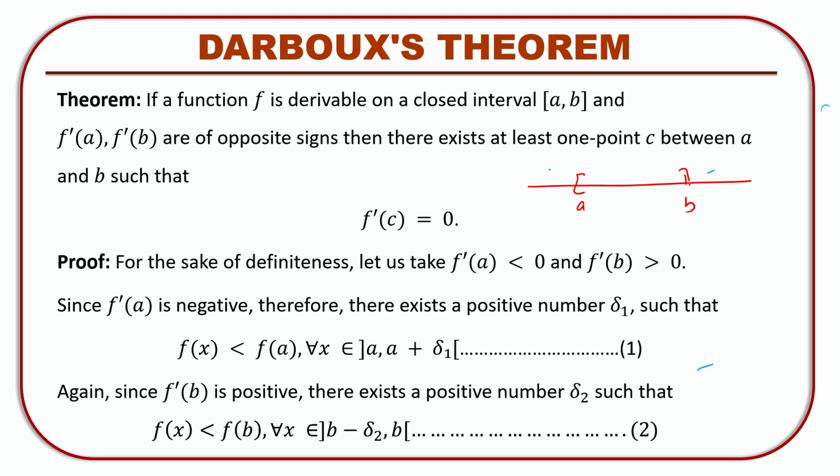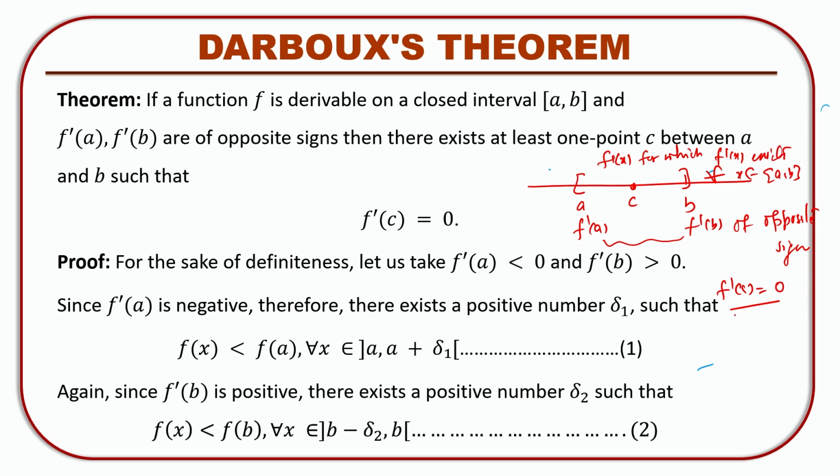So now we have Darboux's theorem, and it says that if you have a closed interval [a, b], and if you have a function f(x) for which f'(x) exists for every x belonging to the closed interval [a, b], and if you find f'(a) and f'(b) of opposite sign, then there exists a number c such that f'(c) is equal to 0.